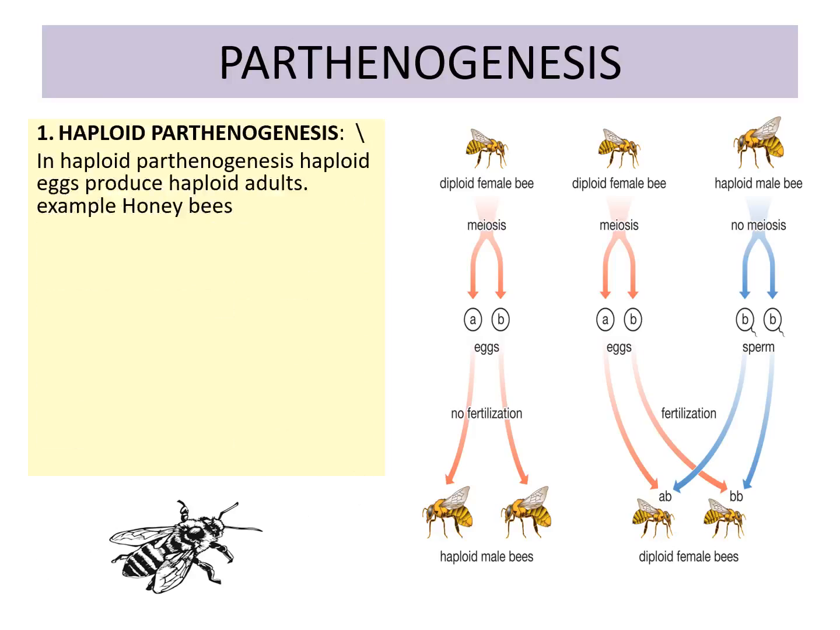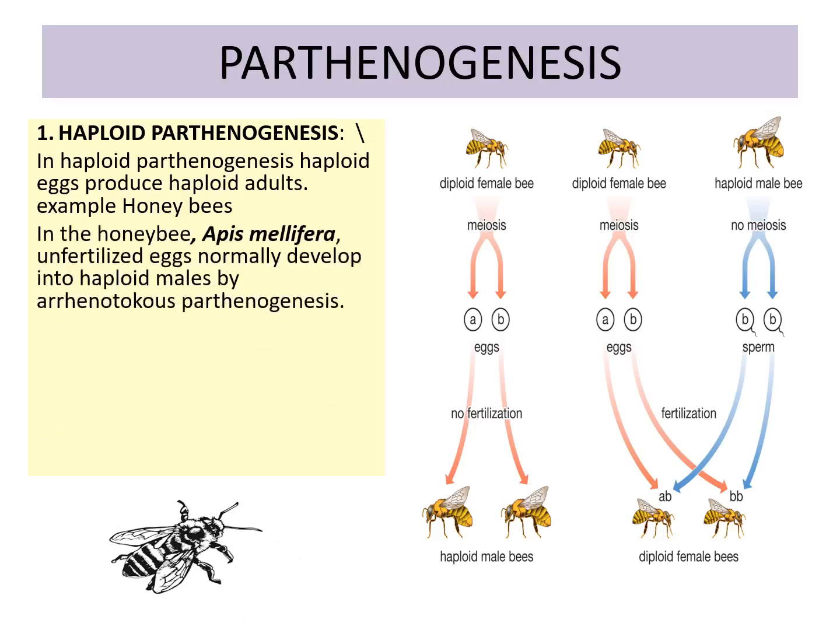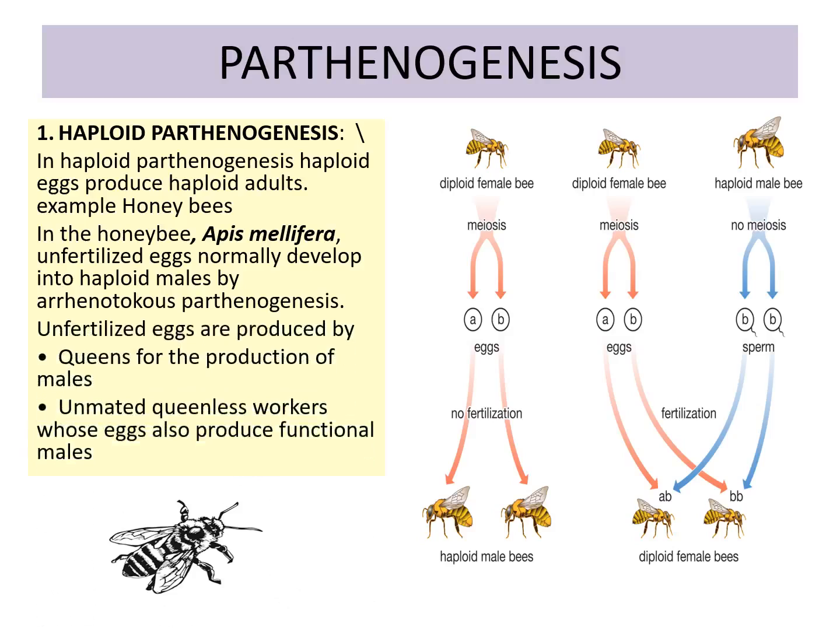Haploid parthenogenesis. In haploid parthenogenesis, haploid egg produces haploid adults. For example, honey bee. In honeybee Apis mellifera, unfertilized egg normally develops into haploid males by arrhenotokous parthenogenesis. They are known as drones. Unfertilized eggs are produced by queen for the production of male. Unmated queenless worker whose egg also produce functional male.